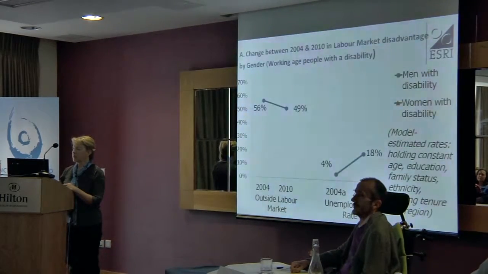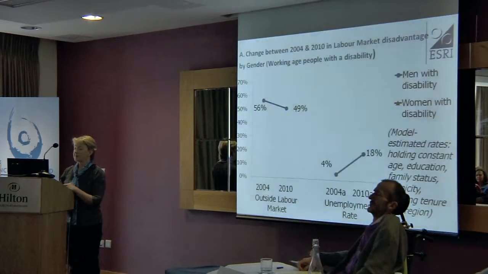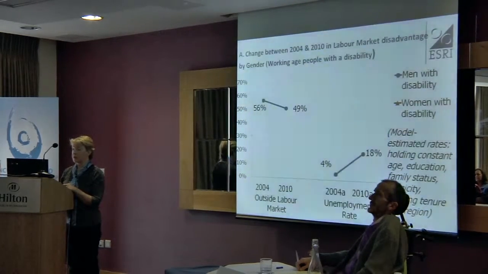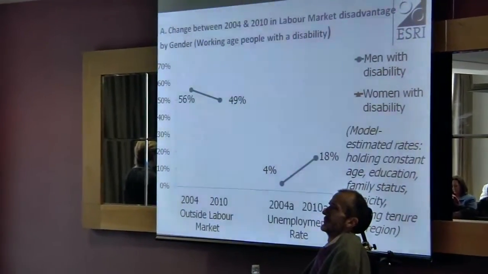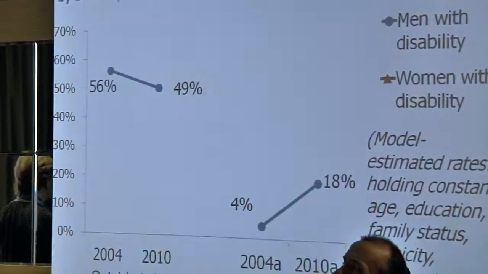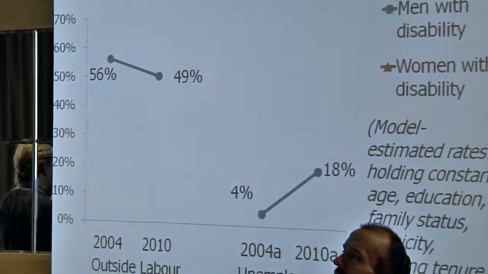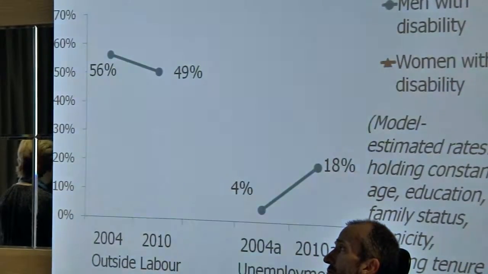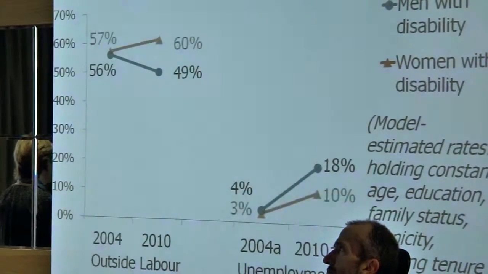Looking at men with a disability, first of all, comparing 2004 and 2007, 56% were outside the labour market in 2004. That dropped down to 49%. So that marker of disadvantage showed some improvement for men with a disability. On the other hand, just as happened with the general population, there was a very sharp increase in their unemployment rate from 4% to 18%. So very badly affected by the recession in terms of unemployment, although there does seem to be an improvement in orientation to work. What happened with women with a disability?